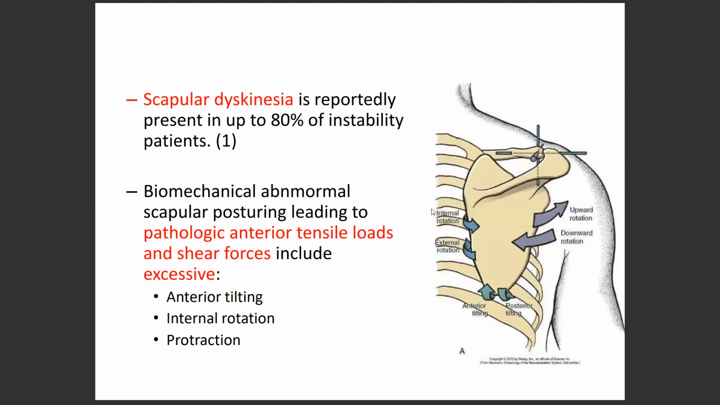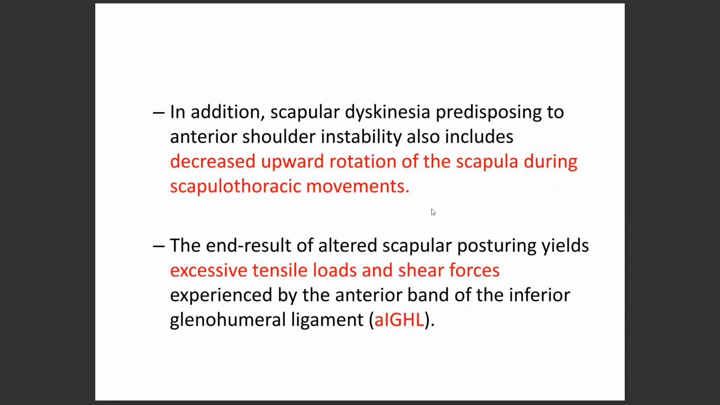Another implication which will be just because of that MDI is scapular dyskinesia, and this dyskinesia, according to research, is reportedly present in almost 80% of all instability cases. The biomechanically abnormal scapular posturing leads to pathologic anterior tensile loads and shear forces, which include excessive anterior tilting, internal rotation, and protraction of the scapula. These excessive changes in movements will be the biomechanical implication of the MDI.